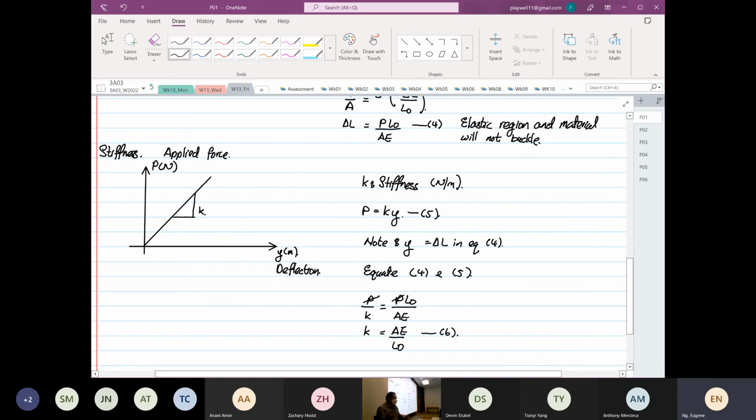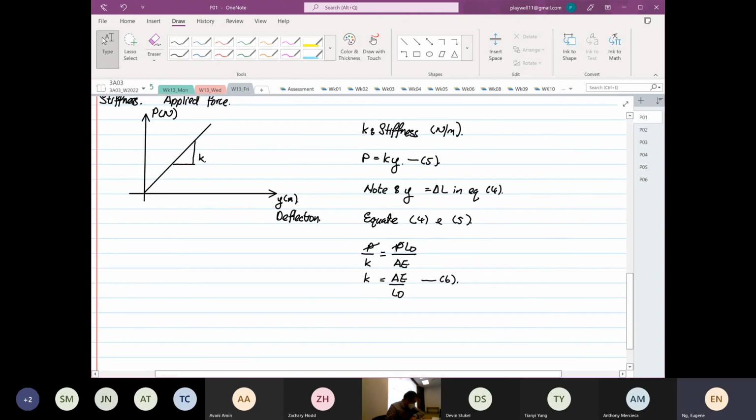So when someone says that this material is stiffer than the other one, okay, it is not just a mechanical property. It's not just based on Young's modulus. It's a function of your cross-sectional area and your what? L naught, or your original length, and your cross-sectional area. Okay.